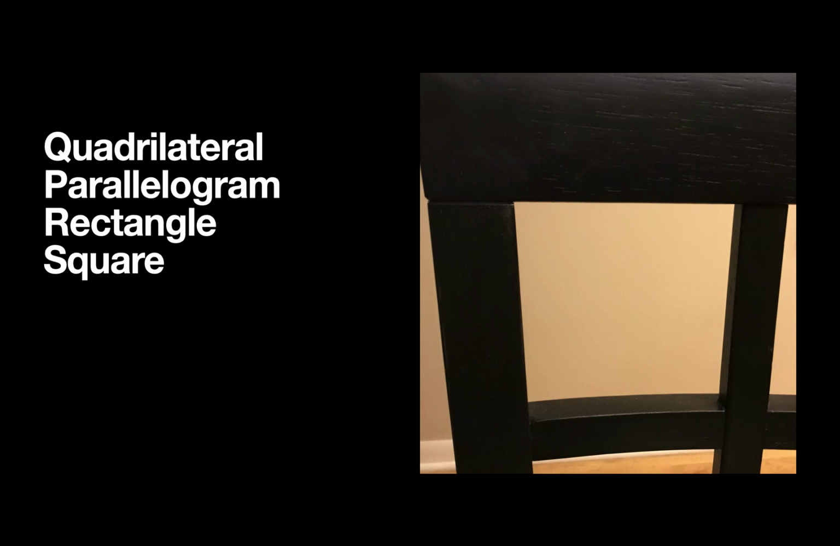How about this? Yep, it's a quadrilateral. It's a parallelogram, two pairs of parallel sides. It's a rectangle with those square corners. And it's a square because all of the sides are equal.